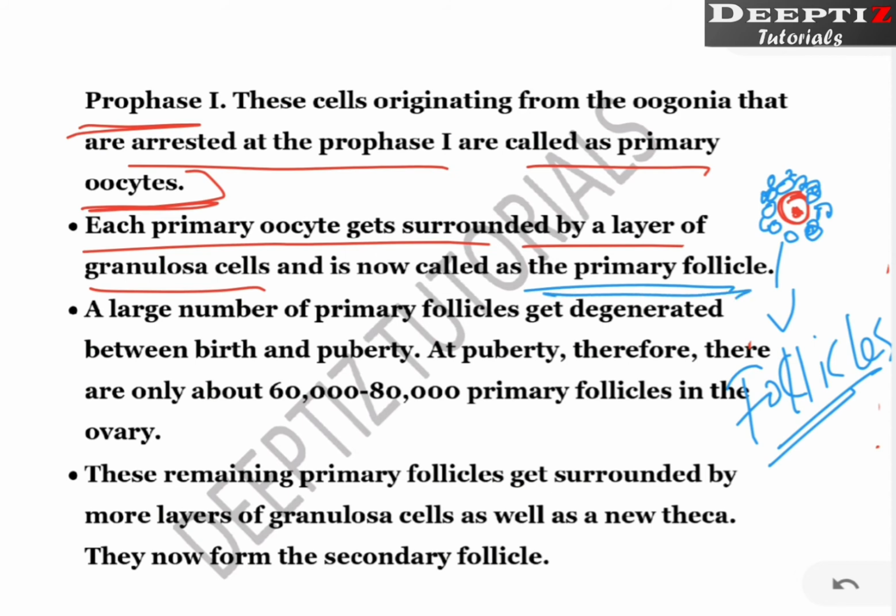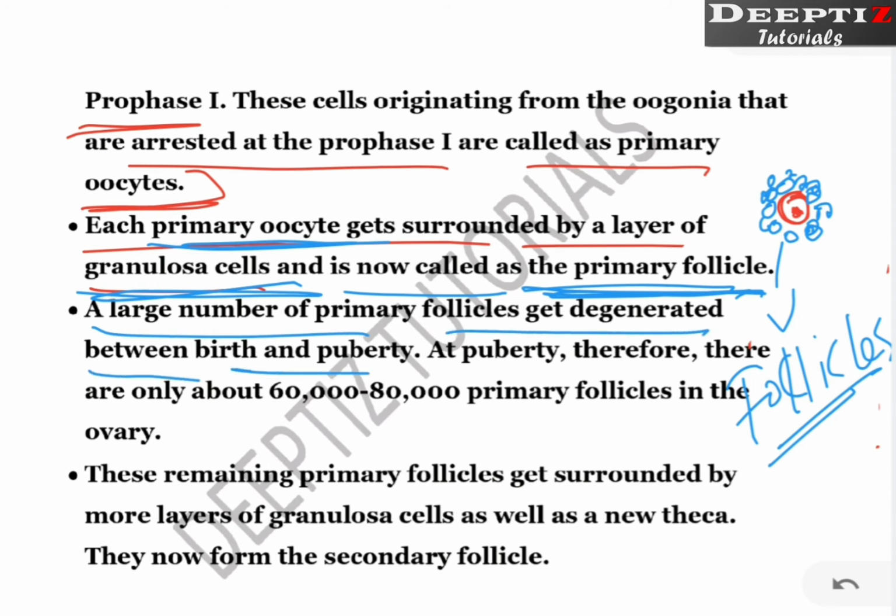So what is primary oocyte and primary follicle? When a layer of granulosa or follicular cells surrounds a primary oocyte, we call it a primary follicle. This group of cells we call granulosa cells or follicular cells. Now what is the speciality of these cells? These cells are capable of producing the female sex hormone called estrogen, which we will come to in a minute. Now a large number of primary follicles degenerate between birth and puberty.